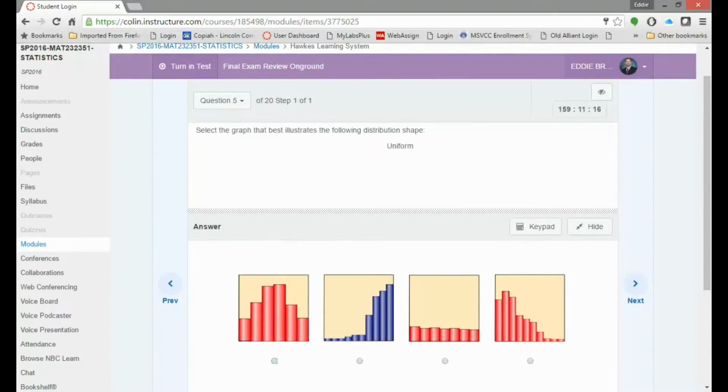Select the graph that best illustrates the following distribution shape. Uniform. Uniform means roughly the same all the way across. This one here. Uniform.